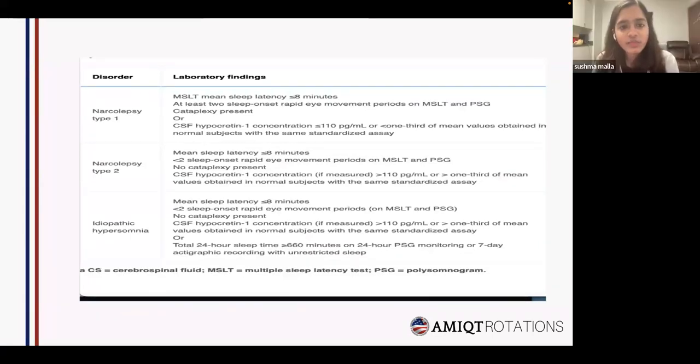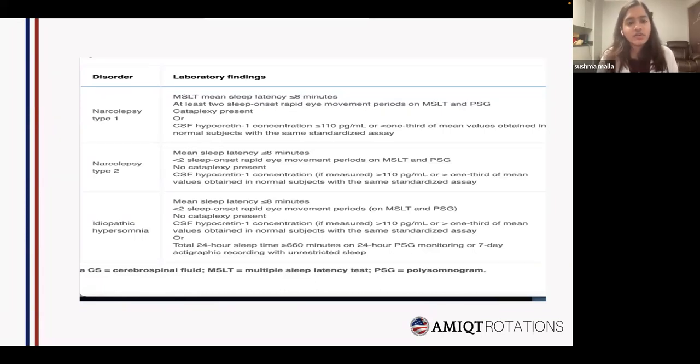So, narcolepsy type 1, type 2, and idiopathic hypersomnia. These are mainly the ones you have to differentiate. Type 1 has a mean sleep latency on MSLT of less than 8 minutes, and at least 2 sleep onset rapid eye movement periods, which are SOREMPs, on MSLT and PSG, and cataplexy is present.